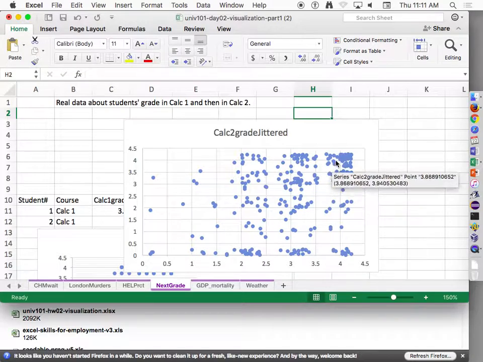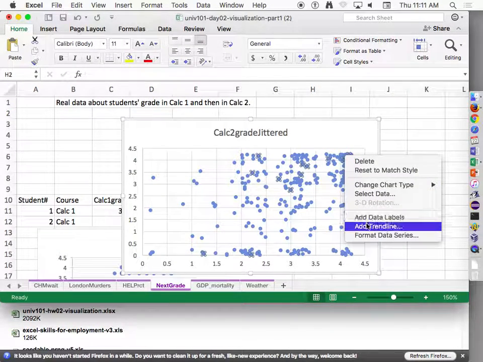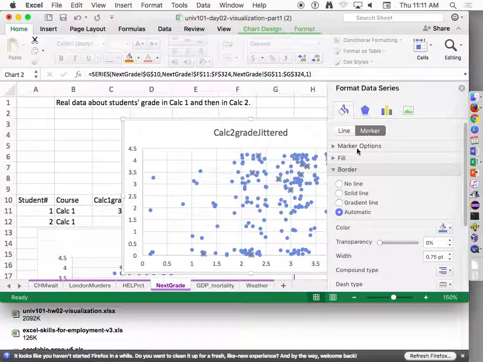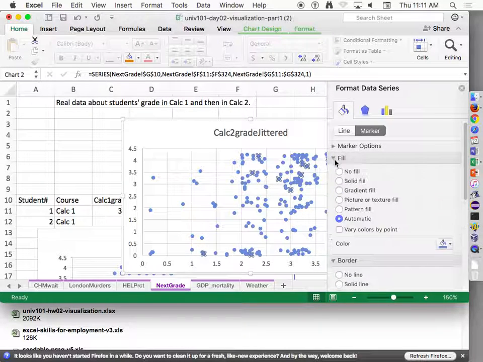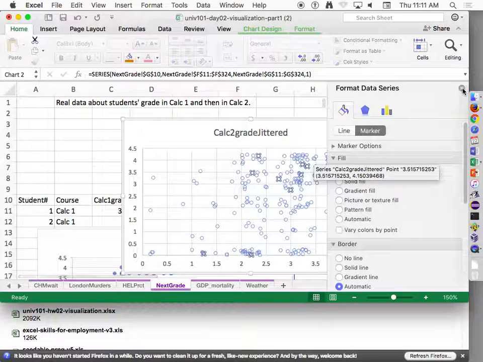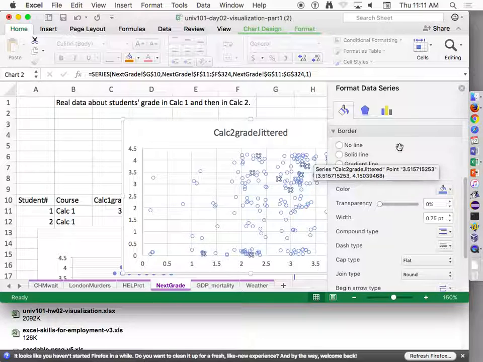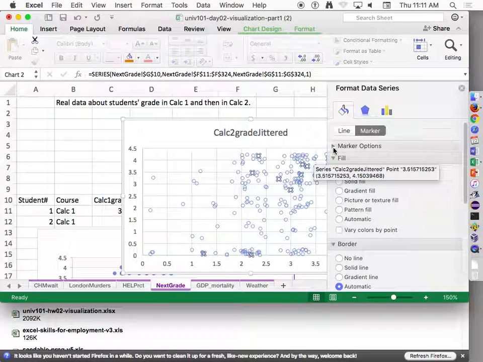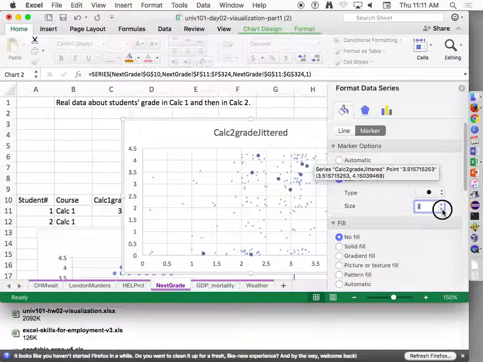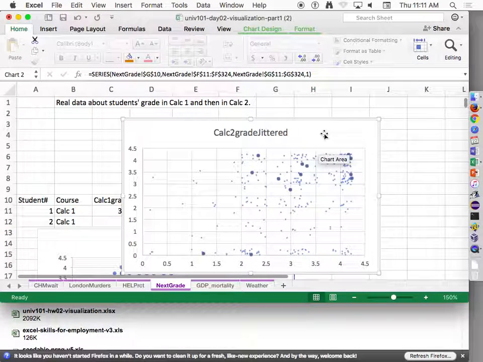Another thing, when I expect data to be overlapping, another good idea is to make the data points hollow. So for marker here, say no fill, and then you can see the overlaps a little better. You can also just decrease the size of the markers. If I can get to it. So that's like writing with a pencil instead of a crayon.